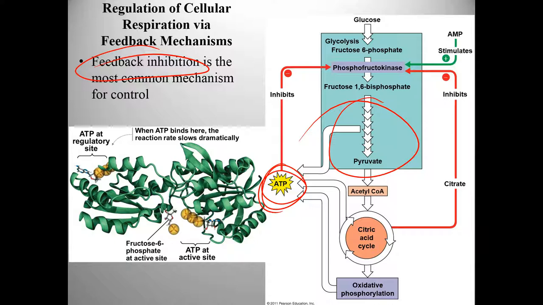Citrate can also do the same thing. Citrate can build up in excess and inhibit the same enzyme and stop the process of making pyruvate. Now, you can also have a positive feedback mechanism. You have something called adenosine monophosphate. So it's a balancing act.